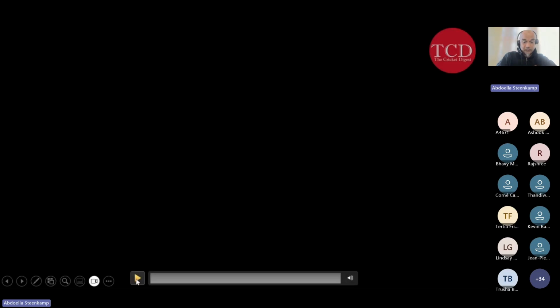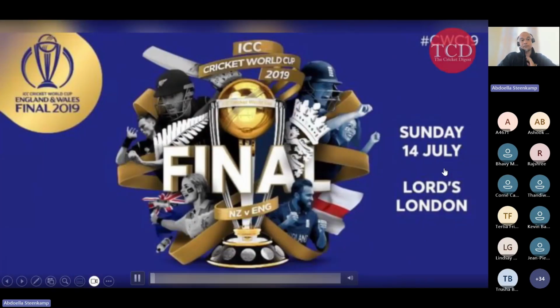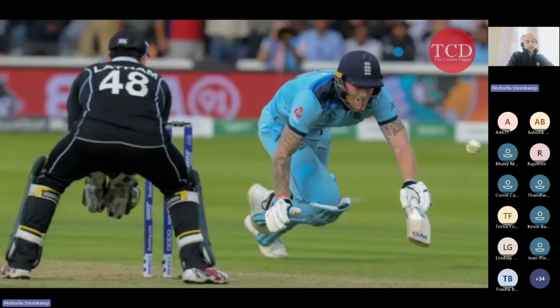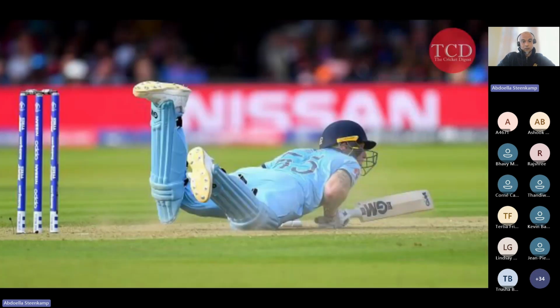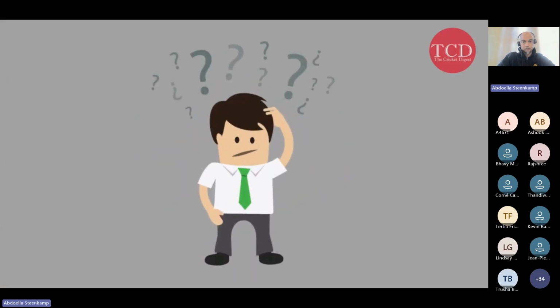Hello and welcome to the Cricket Digest channel. The World Cup final match saw one of the most thrilling finishes ever witnessed in an ODI match. However, an overthrow in the 50th over of England's innings has sparked debate. A throw from Martin Guptill deflected after hitting Ben Stokes, who was diving to save his wicket, and the ball crossed the boundary line. Many people were confused about how an overthrow is valid after the ball touches the batsman.